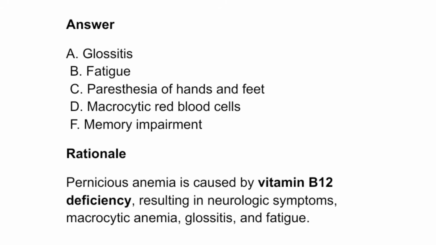Glossitis. B. Fatigue. C. Paresthesia of hands and feet. D. Macrocytic red blood cells. F. Memory impairment. Rationale. Pernicious anemia is caused by vitamin B12 deficiency, resulting in neurological symptoms, macrocytic anemia, glossitis, and fatigue.